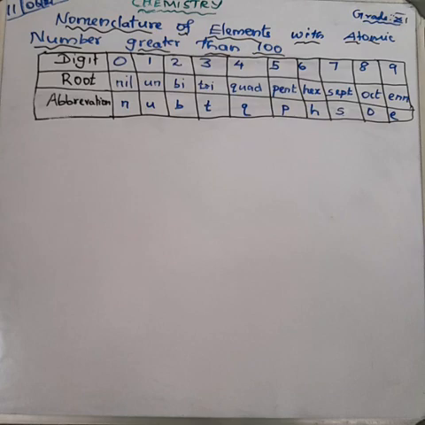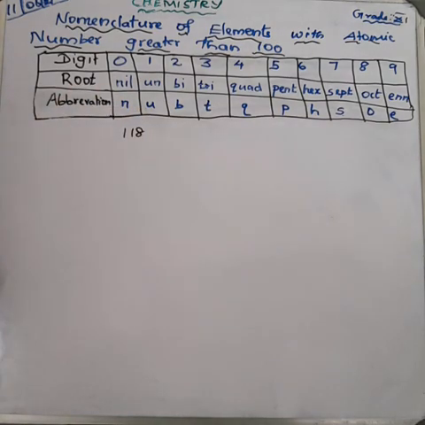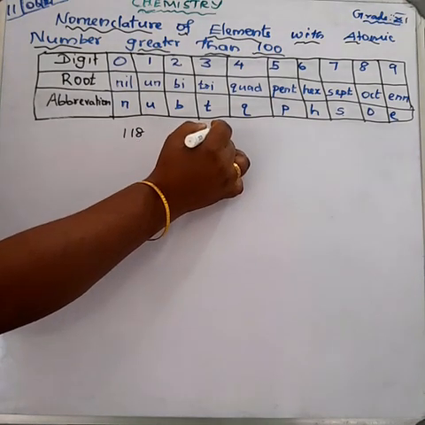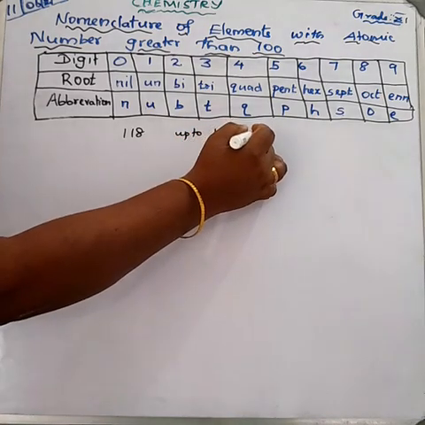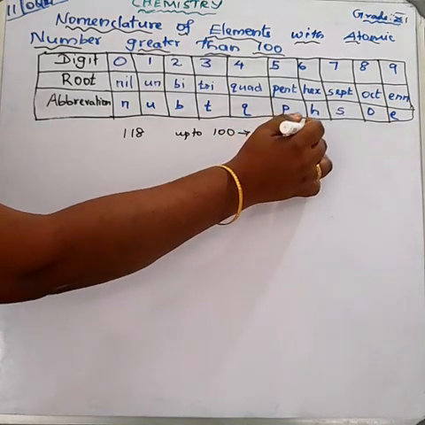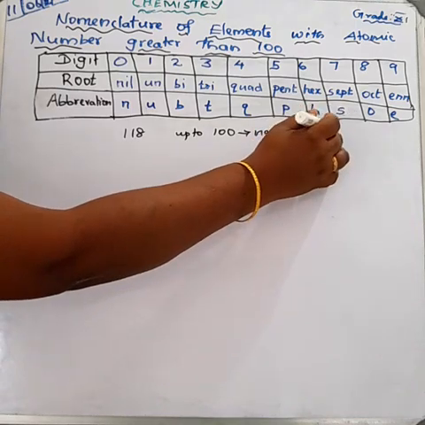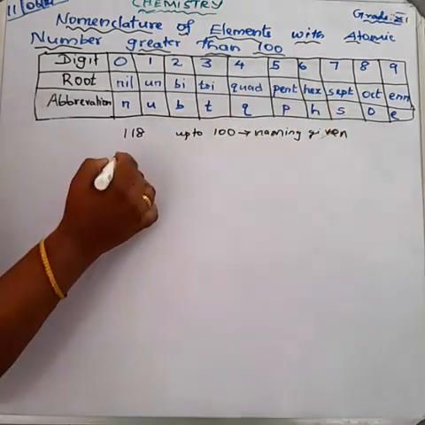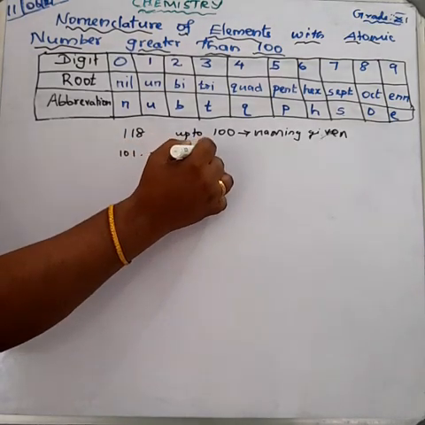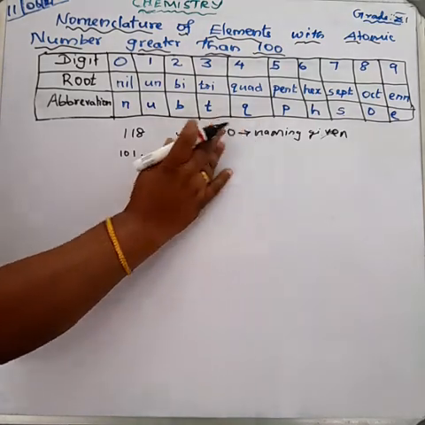We know there are around 118 elements in the periodic table, but up to 100 elements the scientists already predicted the name. After above 100 elements, they first give a temporary name. After that, they give the appropriate name for the new elements after getting the approval of IUPAC.